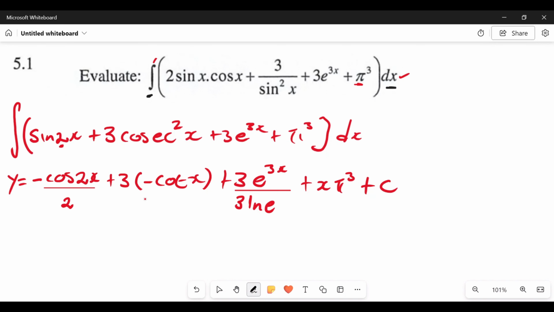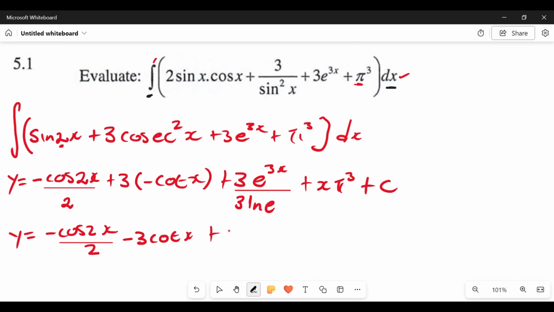Right, now that we are done, it's time for us to simplify this question further. The first term, there's nothing we can do here. We just write it as negative cos 2x divided by 2. And then the second term, you just multiply by 3, whatever is inside here. So we're going to have negative 3 cot x.